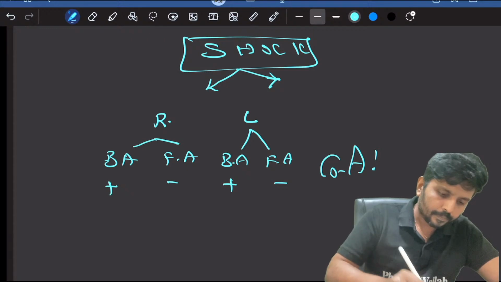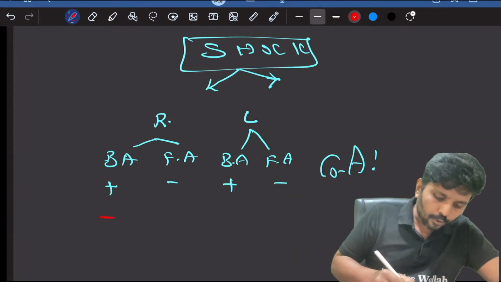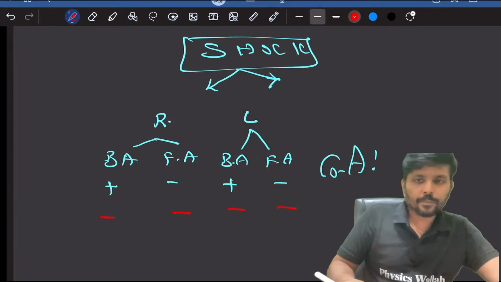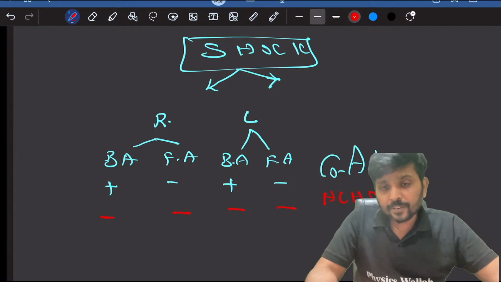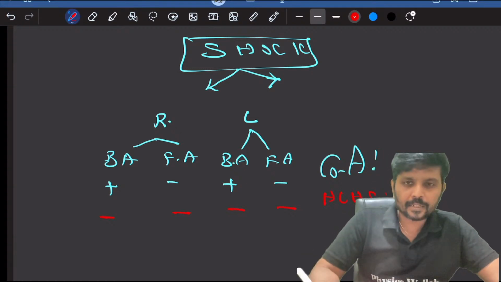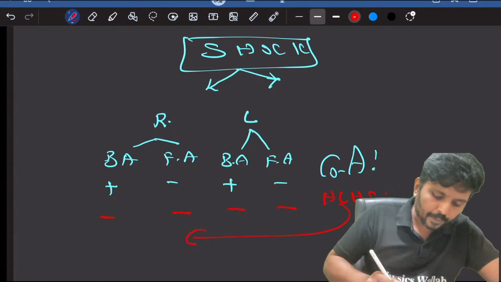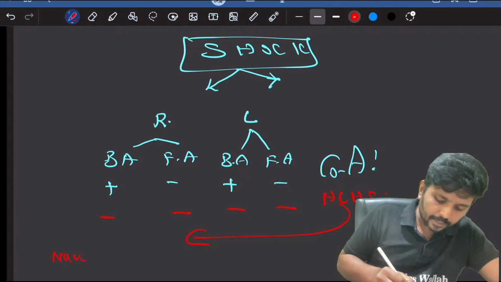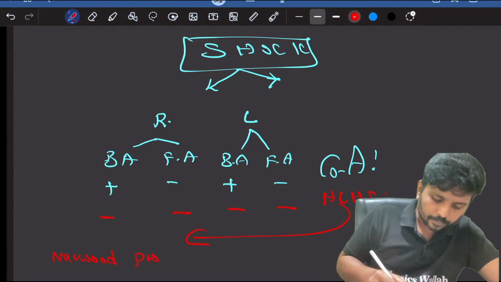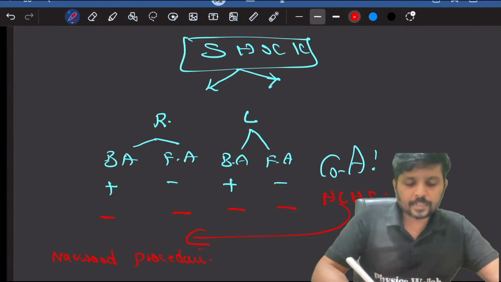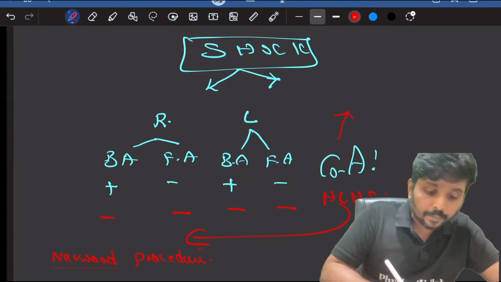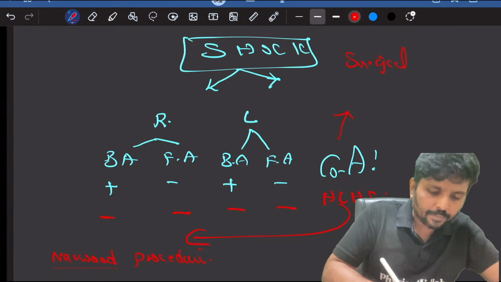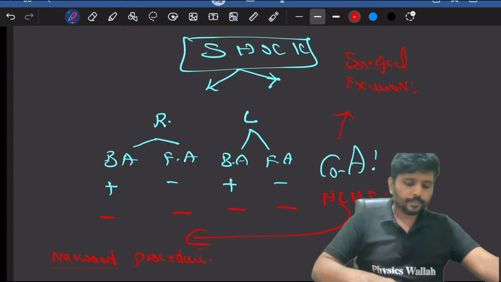But when all brachials absent, femoral absent, it means hypoplastic left heart syndrome. All peripheral pulses absent means hypoplastic left heart syndrome. For hypoplastic left heart syndrome, the treatment is Norwood procedure. Whereas in coarctation of aorta, the treatment is surgical excision of the segment. It is not balloon dilatation. Surgical excision of the segment.